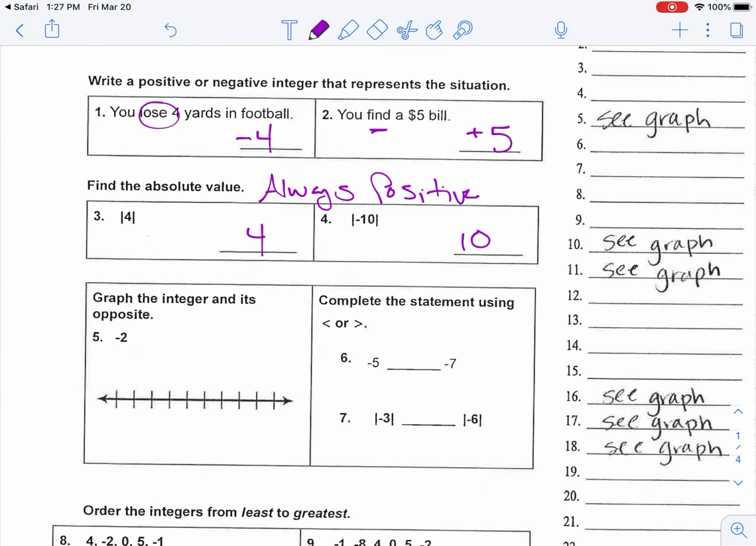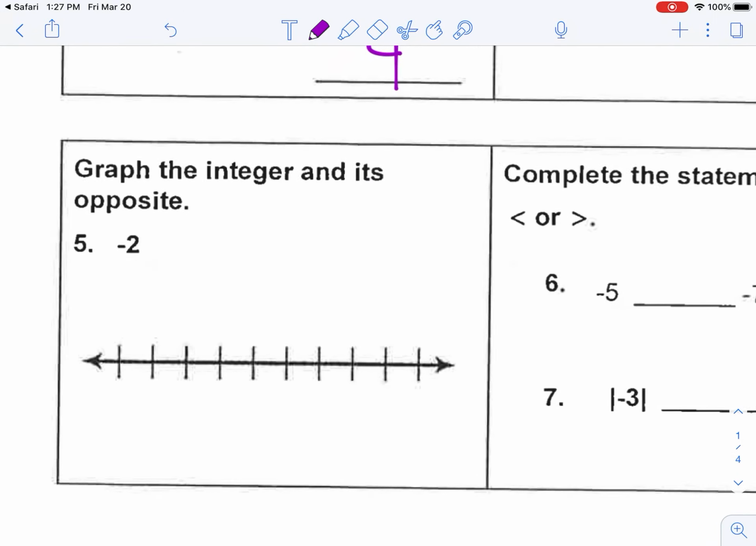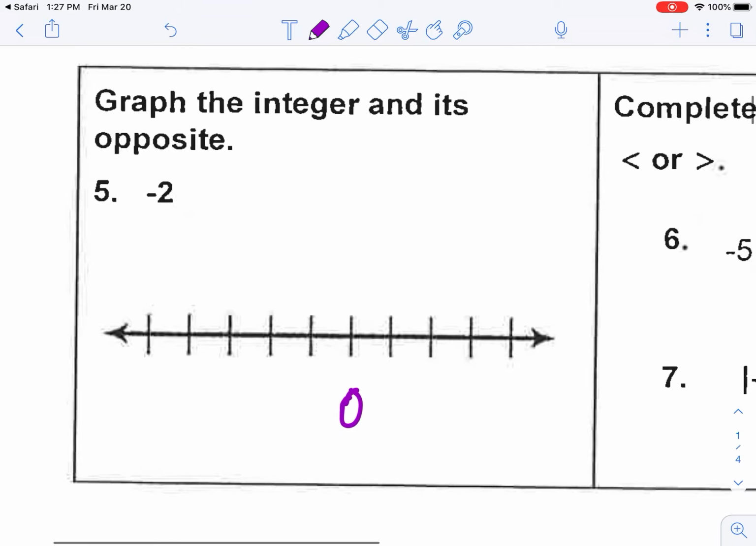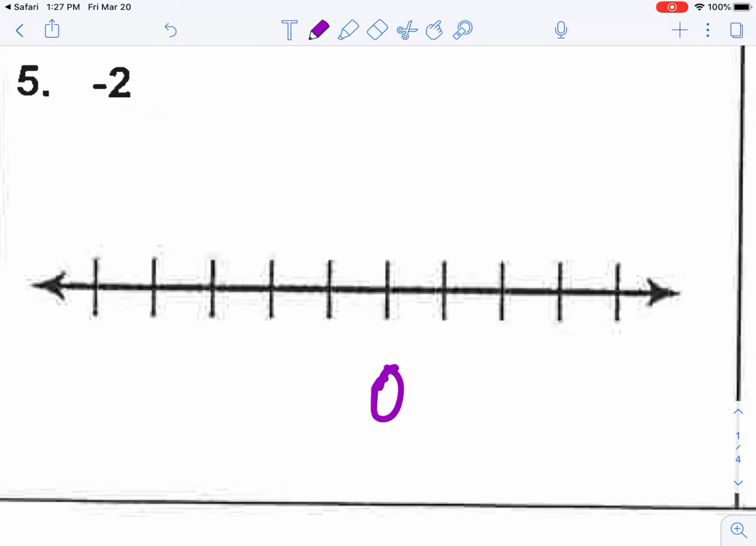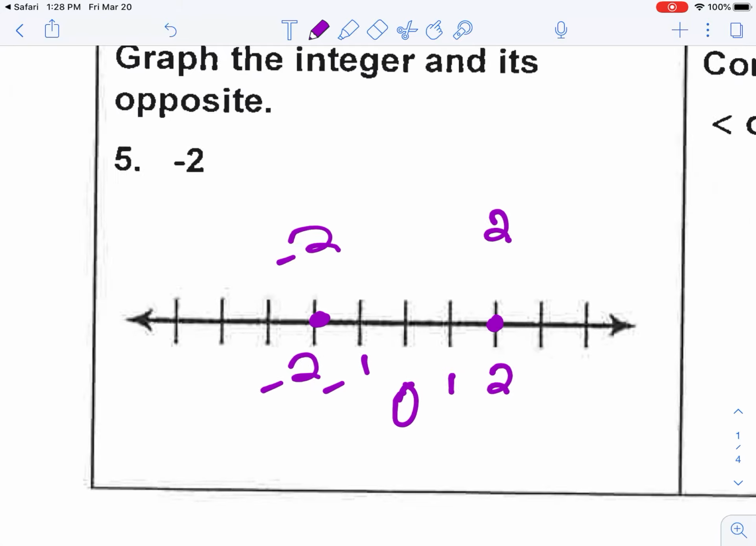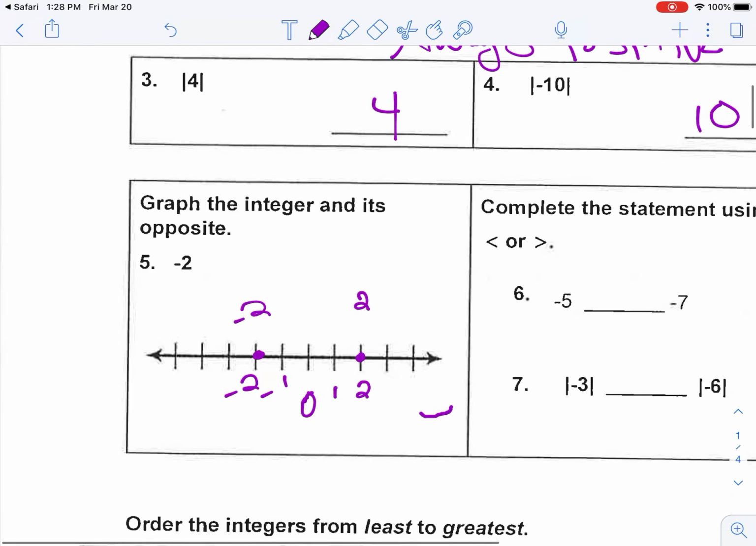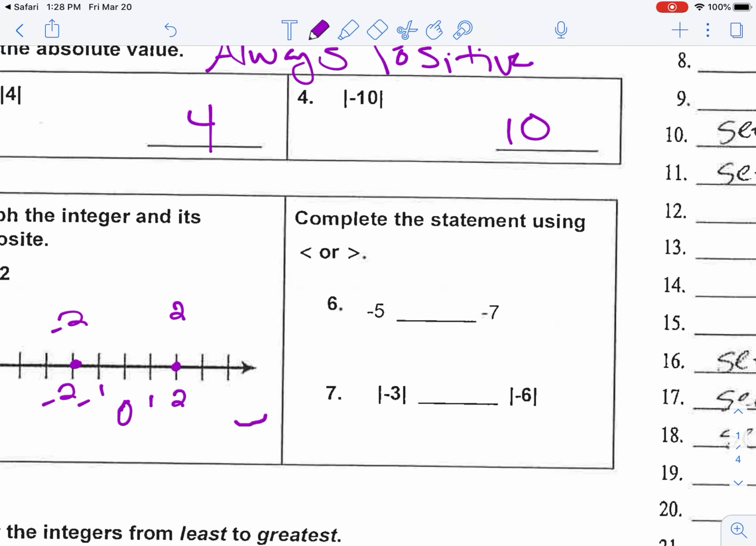Okay, graph the integer and its opposite. We're going to plot -2 and the opposite, which is +2. These number lines are not labeled, so I recommend you put 0 right in the middle. You need to label your graph. This would be -1 and -2. And there's our -2. To the right would be +1 and +2, and there is its opposite, +2. So make sure you are reading the directions that we want the integer and its opposite.